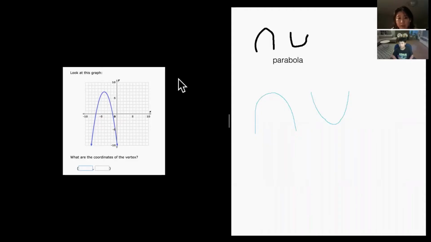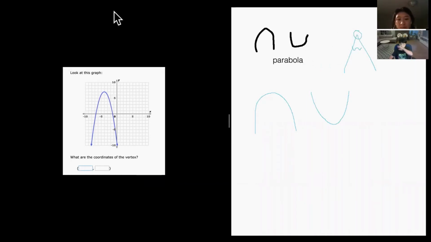Okay, so on a typical triangle or angle, like a mountain, imagine this is a mountain. The vertex would be right here, the tip. Okay, so it's the exact same thing for the parabola.